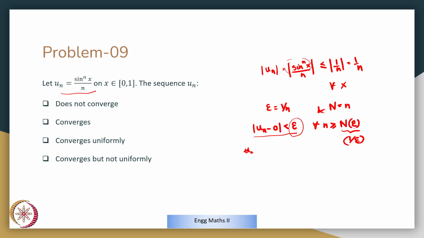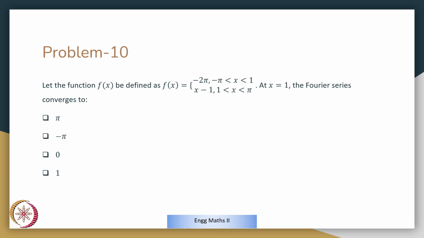By uniformly we mean that the number capital N for which un will always satisfy the modulus of un minus 0 less than epsilon is independent of x. So this is independent of x and only depends on epsilon. So no matter what x value you choose, this will always converge and converge uniformly. So this covers another criterion of convergence.